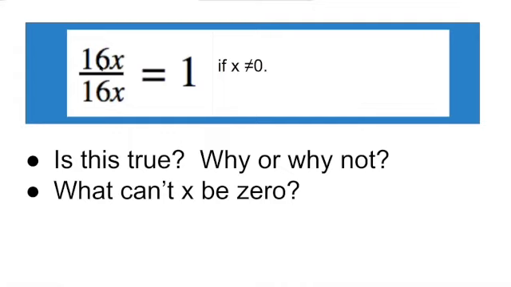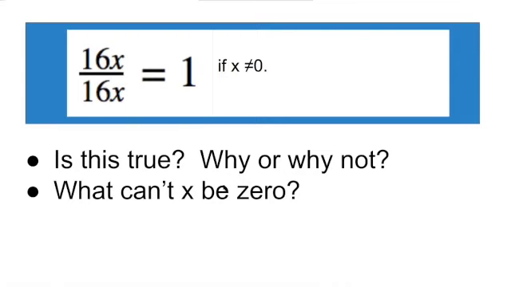I'm sure you've heard the phrase, anything divided by itself is 1. So we have 16x on the top and 16x on the bottom. One thing divided by itself will always give us 1. It doesn't matter what number we put in for x, because when we multiply the same number by 16, we're going to get the same thing on the top and the bottom.